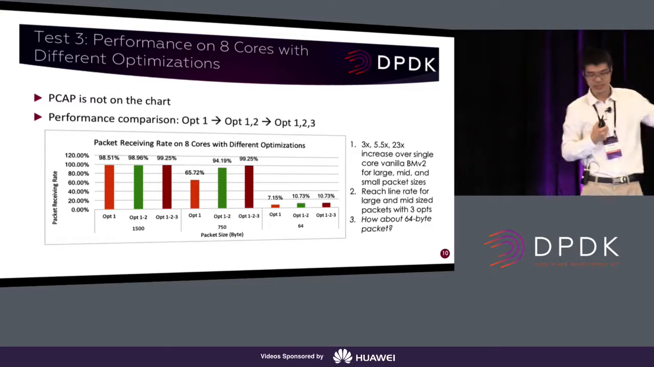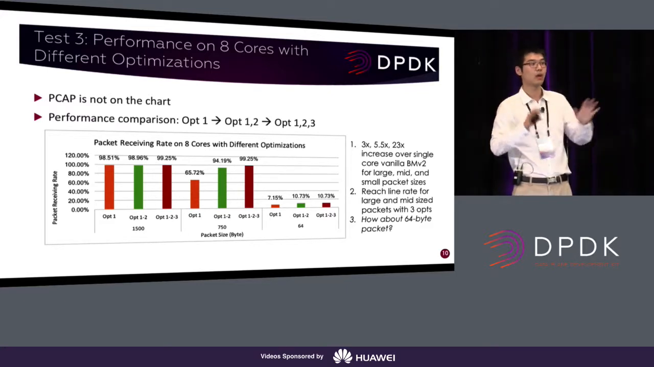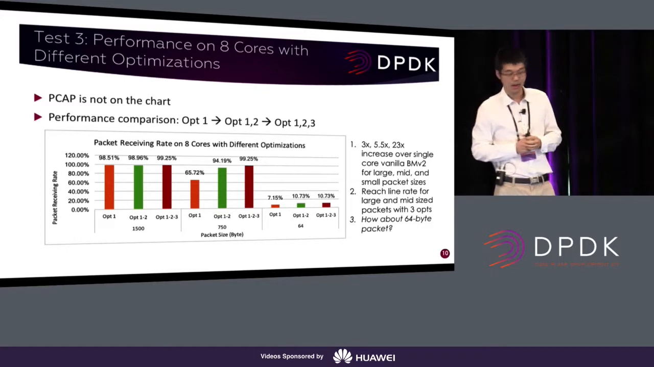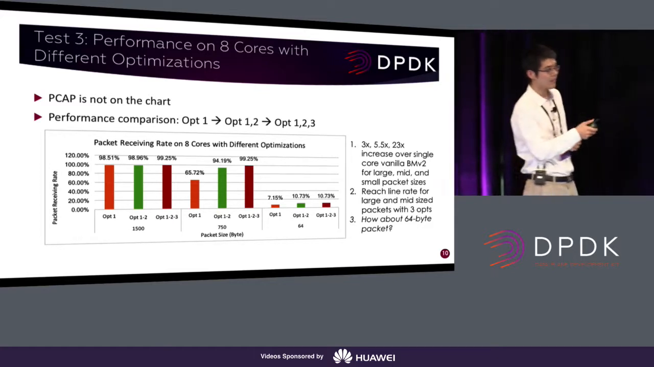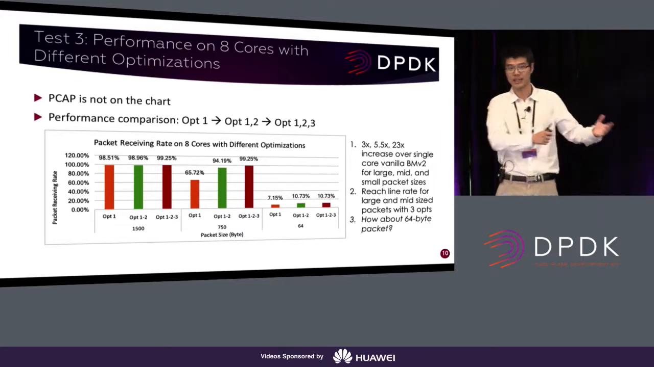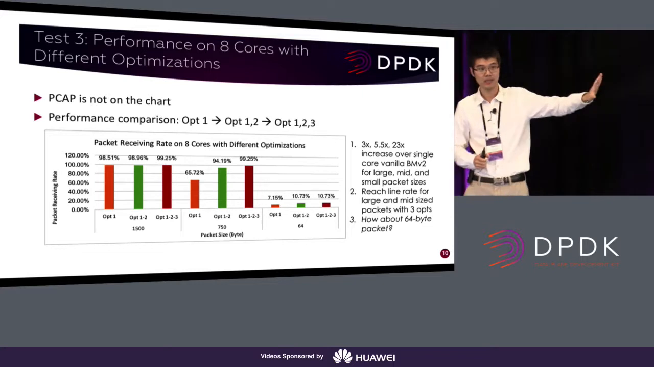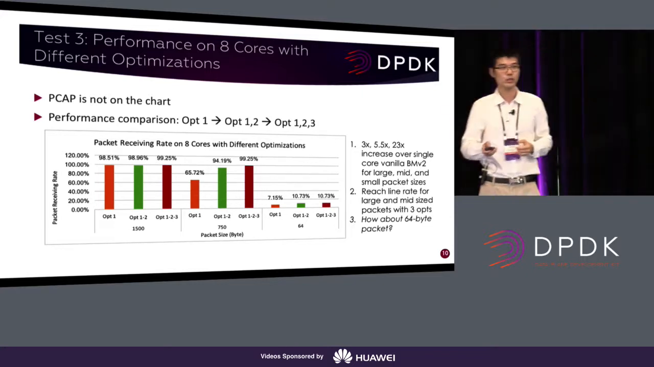And we can also reach line rate for large and mid-sized packets with all 3 optimizations. The only anomaly here is small packets. You may ask why small packets cannot reach the same high performance as large and mid-sized packets. Let's dig into the reason why.